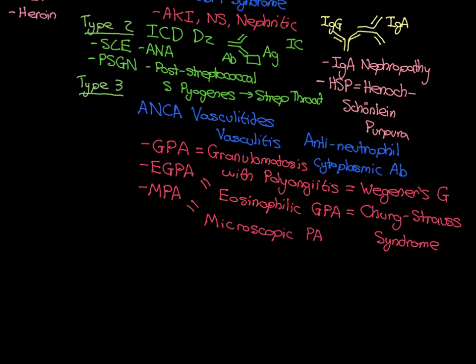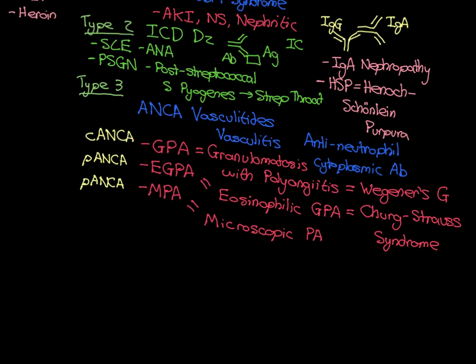Okay, so all of these are ANCA vasculitides. They all have an ANCA antibody associated with them. Now, there are two different ANCA antibodies. There is C-ANCA and there is P-ANCA. C stands for cytoplasmic anti-neutrophil cytoplasmic antibody, and P-ANCA stands for perinuclear anti-neutrophil cytoplasmic antibody. GPA, granulomatosis with polyangiitis, is associated with the C-ANCA antibody, whereas these two are associated with P-ANCA positivity, perinuclear anti-neutrophil cytoplasmic antibody.